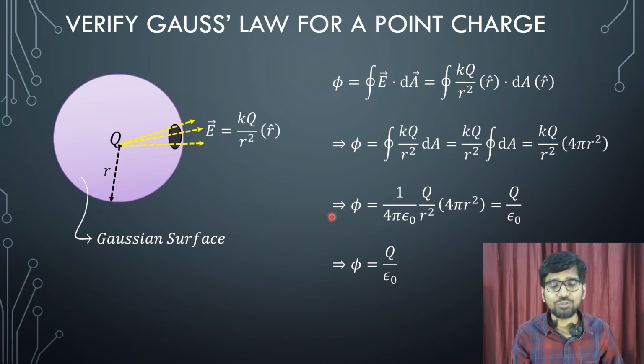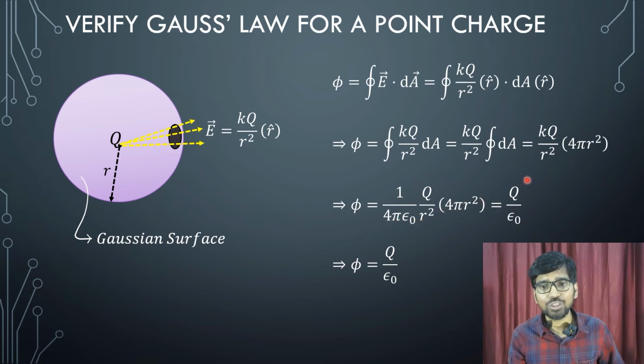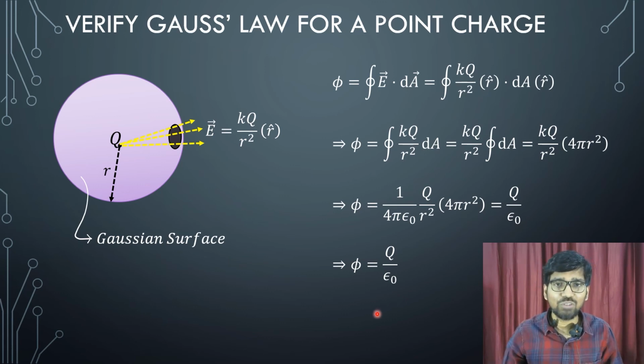Therefore, flux is equal to, I have taken the value of k to be 1 upon 4 pi epsilon naught, where epsilon naught is the permittivity of free space. So flux comes out to be 1 upon 4 pi epsilon naught, Q by r square times 4 pi r square. You can see that 4 pi cancels out, r square cancels out, and you are left with Q upon epsilon naught. Therefore, total flux leaving the surface area is Q upon epsilon naught, which is the expression for the Gauss law. So we have verified the Gauss law in case of a point charge.